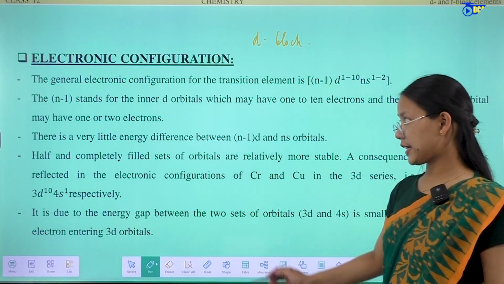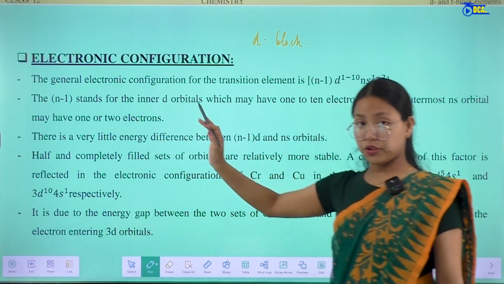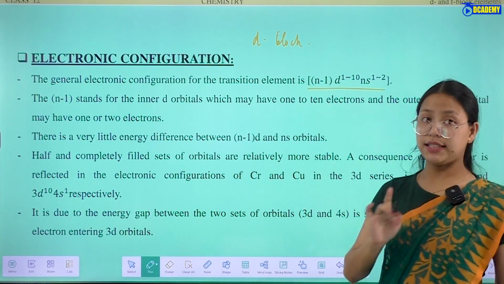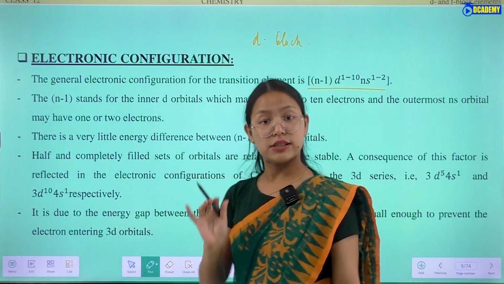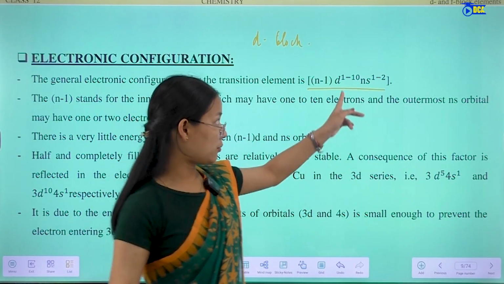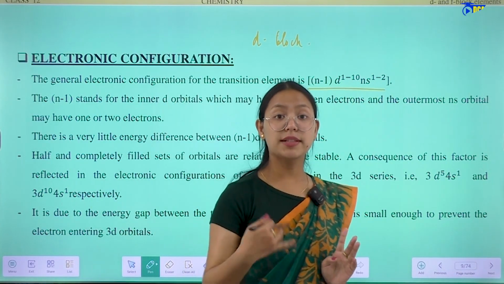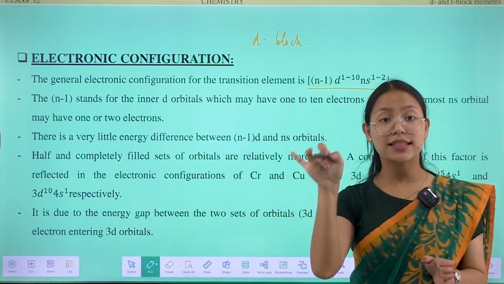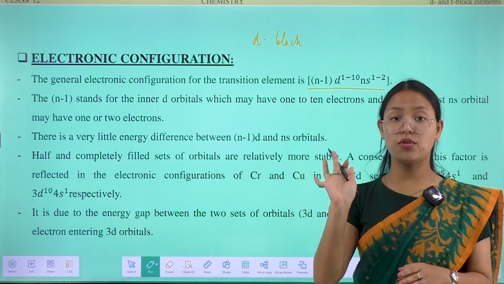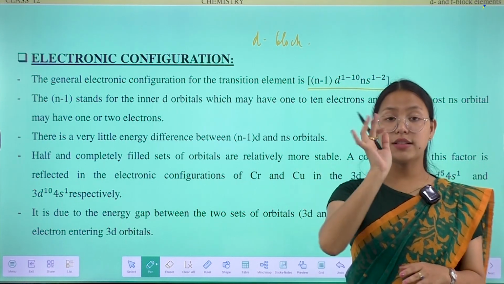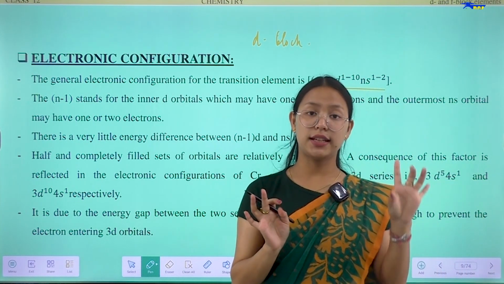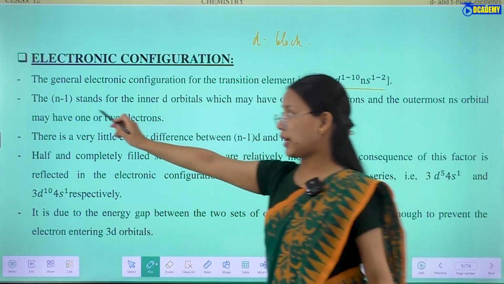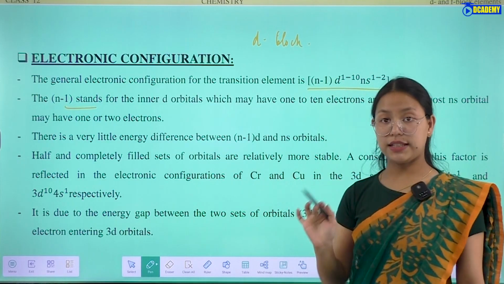Now the general electronic configuration of the d block elements is (n-1)d1 to 10 electrons and ns1 to 2 electrons. Sometimes zero also happens if there is a stable configuration, where the s orbital has zero electrons. Generally, 1 to 2 electrons are compulsory. Next, n-1 stands for the inner d orbitals.